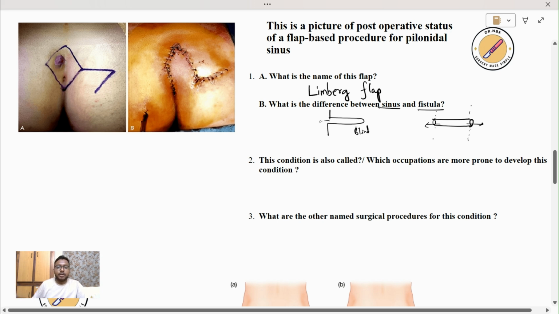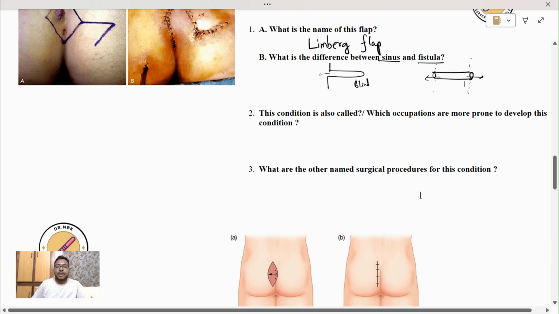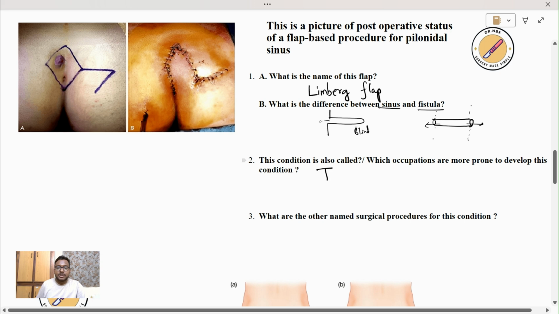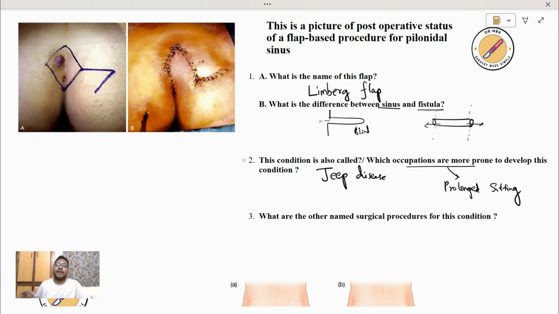Okay, right. Next. This condition is also called jeep disease because it is more common. This pilonidal sinus or pilonidal disease is more common in those occupations with prolonged sitting. So this condition is also called jeep disease. It is more prone in any occupation related to prolonged sitting, usually seen in drivers or, very rarely, software employees, whatever profession is related to prolonged sitting.